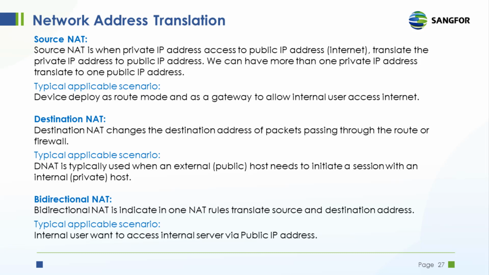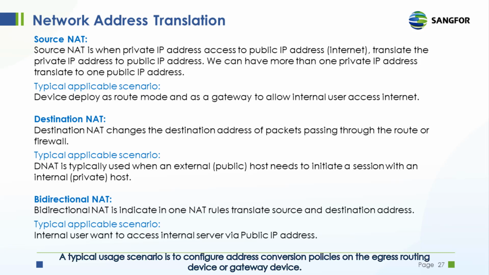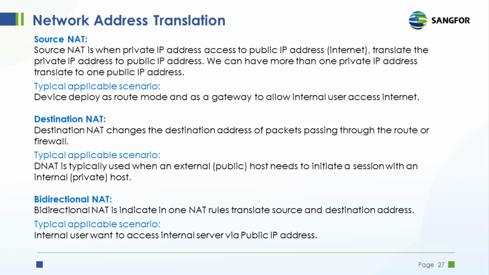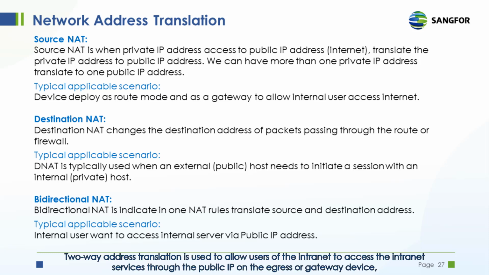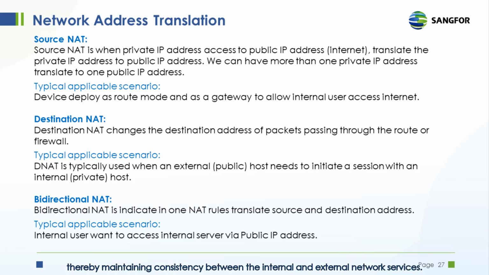A typical usage scenario is to configure address conversion policies on the egress routing device or gateway device. Two-way address translation is used to allow users of the intranet to access the intranet services through the public IP on the egress or gateway device, thereby maintaining consistency between the internal and external network services.